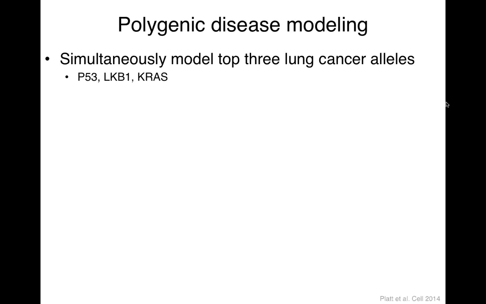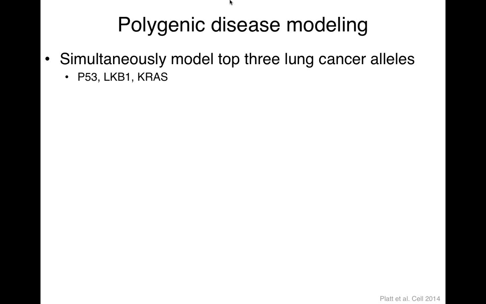Lung cancer is one of the most common cancer types in the world. It results in about 1 million deaths a year, and therefore we understand its genetics quite well. And if you mine the literature, you can readily identify some of the top mutated genes, which are P53, LKB1, and KRAS. And so the idea here is, can we recreate these 3 mutations in a single mouse in order to model lung cancer, or more specifically, lung adenocarcinoma?